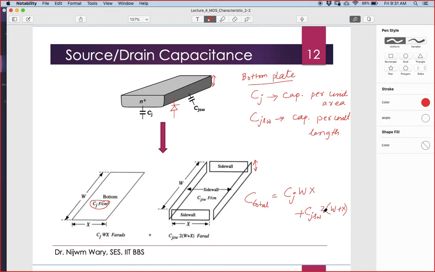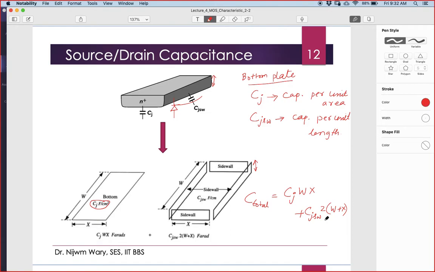Any question? Yes. The sidewall capacitance, in the direction of width, is it the same on both sides? I mean, in the channel side and the other side. This is the same. That's why we are taking this common. Approximately the same, I should say. There may be little variation, but they are almost the same.